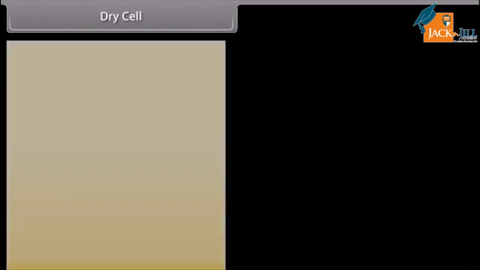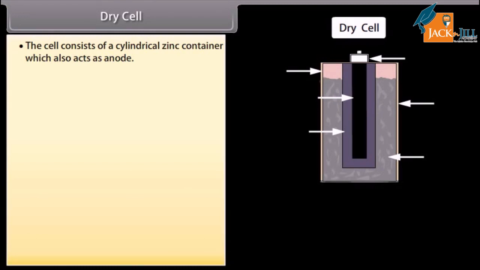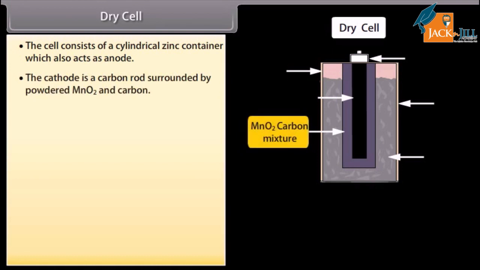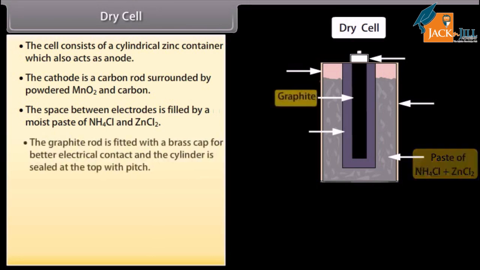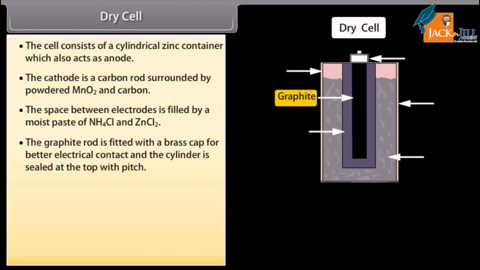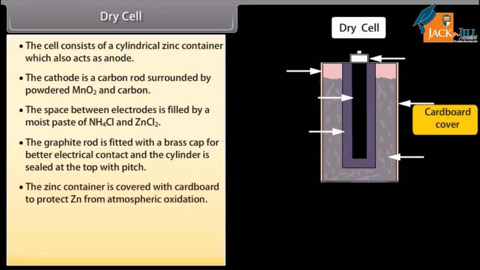Dry cell. The cell consists of a cylindrical zinc container which also acts as the anode. The cathode is a carbon rod surrounded by powdered MnO2 and carbon. The space between the electrodes is filled by a moist paste of NH4Cl and ZnCl2. The graphite rod is fitted with a brass cap for better electrical contact, and the cylinder is sealed at the top with pitch. The zinc container is covered with cardboard to protect Zn from atmospheric oxidation.